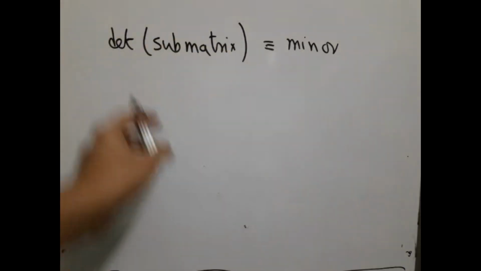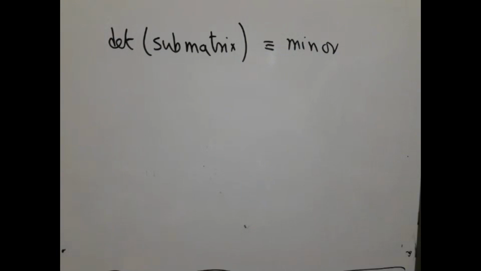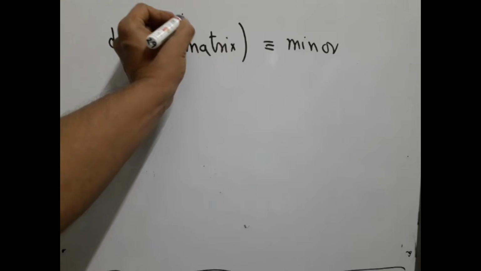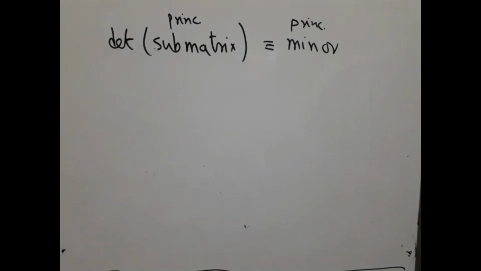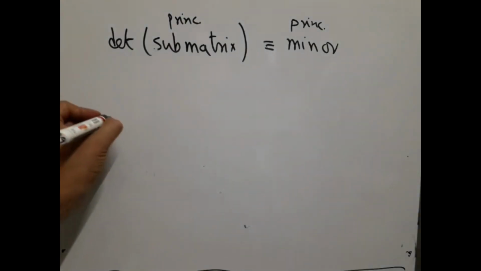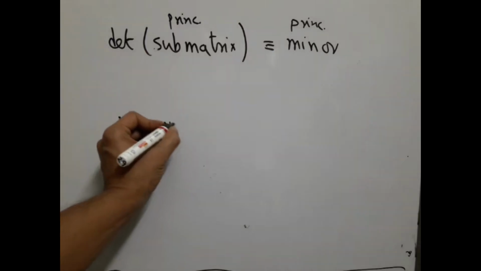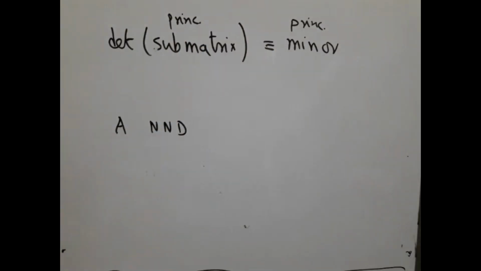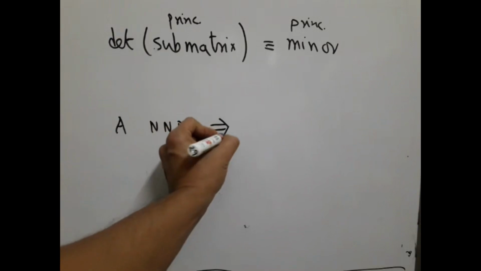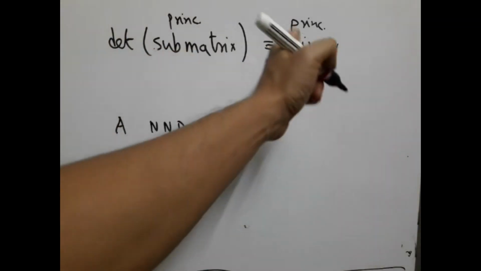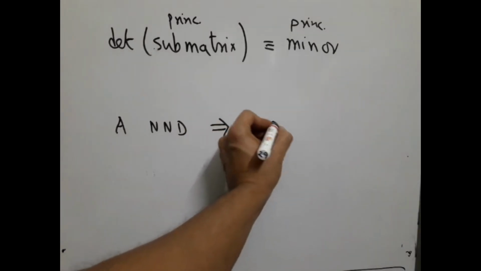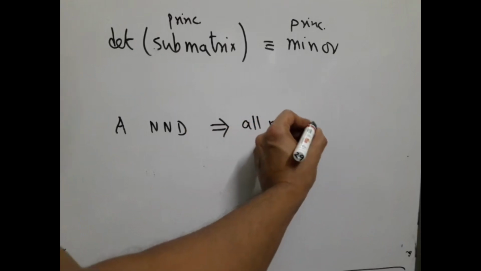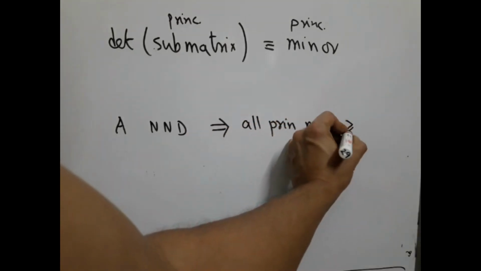If you take a submatrix, then its determinant is called a minor for the whole matrix. And if you take this to be a principal submatrix, then this is also called a principal minor. Now you can easily guess that we are going to get a result like this. If A is NND, then we know all its principal submatrices are also NND. So I can say that its determinant must also be greater than or equal to 0. So I can say all principal minors must be greater than or equal to 0.